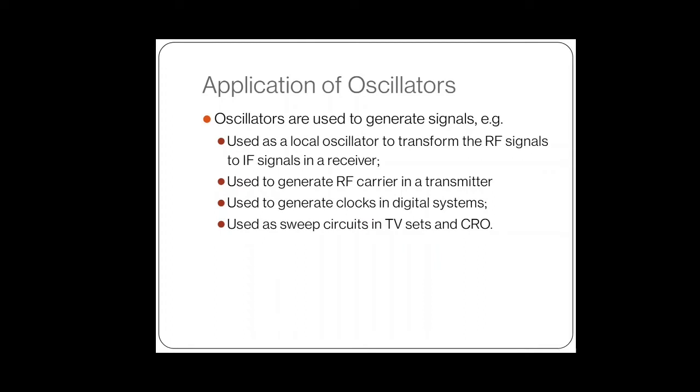Application of oscillators: oscillators are used to generate signals. For example, they are used as a local oscillator to transform RF signals to IF signals in a receiver, to regenerate the RF carrier in a transmitter, to generate clocks in digital systems, and as sweep circuits in TV sets and CROs.